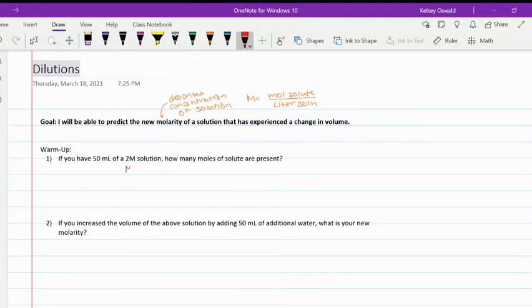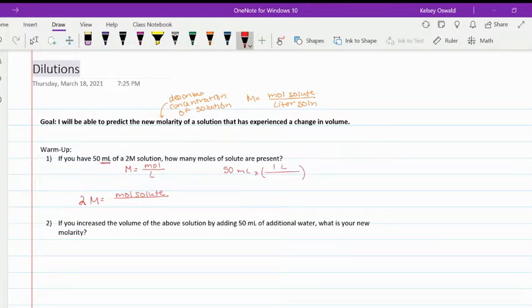We can see that big M is our unit for molarity. And again, we know our equation for molarity is moles per liter. So if we look at this, our molarity is going to be 2. We don't know how many moles of solute we have. That's what we're trying to find. And we need to divide that by our volume in liters. Here, we're given 50 milliliters. So before we can figure out how many moles we have, we need to convert our 50 milliliters into liters.